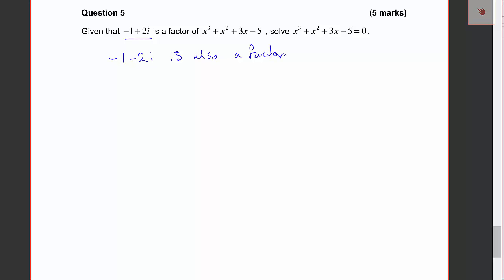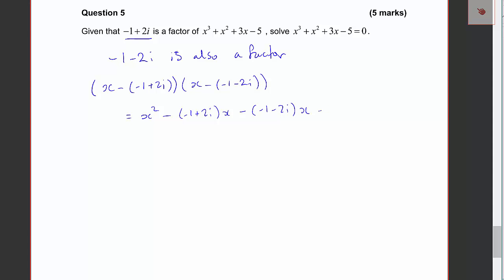And that's really important. And that means that we can get a quadratic factor of this by saying, well, x minus negative 1 plus 2i and x minus negative 1 take 2i must give us a quadratic factor. So if we expand that out, what do we get? We get x squared take away negative 1 plus 2i x, take away negative 1 take 2i x, plus negative 1 plus 2i, negative 1 take 2i.